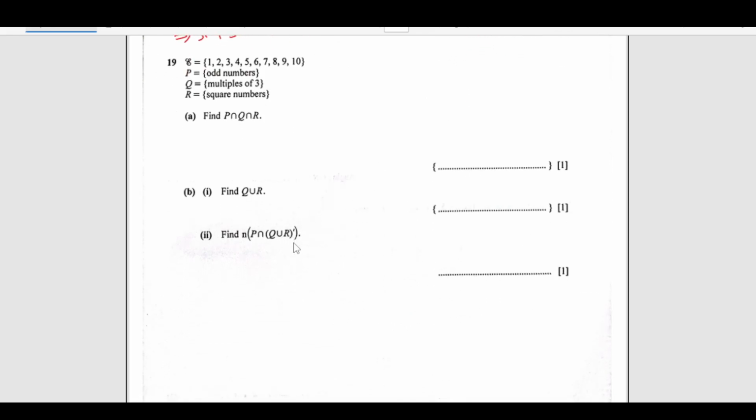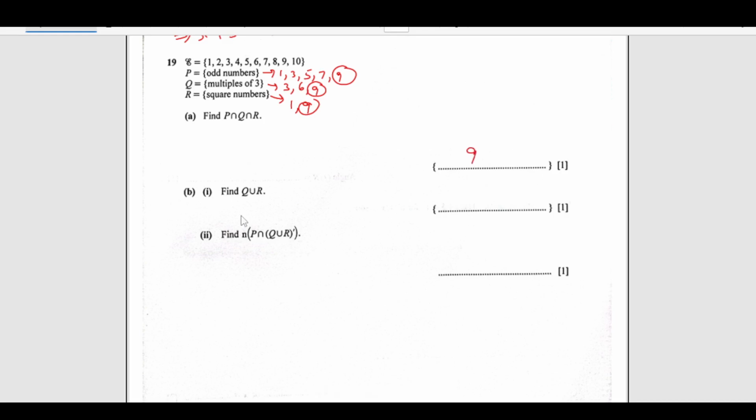Number 19, we have this universal set given. Then P is odd number, Q multiples of 3. And find P intersection Q intersection R. So P odd numbers. What are the odd numbers here? 1, 3, 5, 7, 9, right? Multiples of 3 are 3, 6 and 9. Square numbers are 1. Then we have 9, right? So we are looking for intersection. If you see, 9 is common in all these three. So its answer is 9.